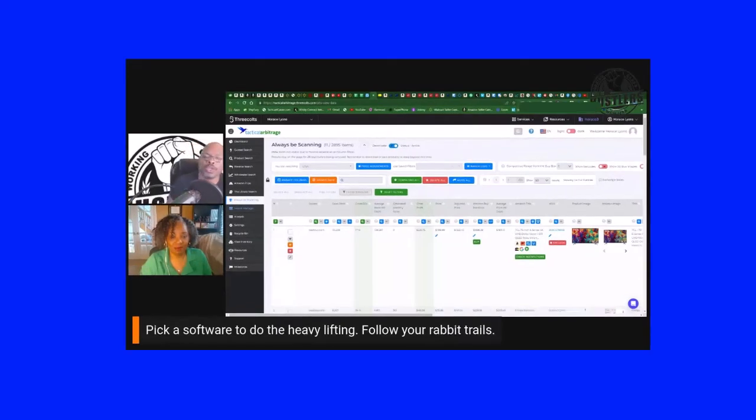The first thing we need to do, guys, is pick a software that does all the heavy lifting for you and follows your rabbit trails. Otherwise, you're going to be doing this by hand, product by product, website by website. It can be done, but it's the year 2023. We don't do that, right? We let the software do it for us.